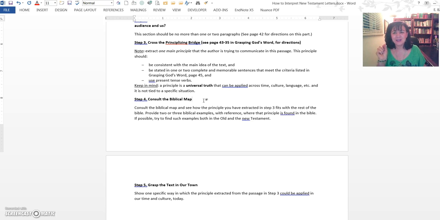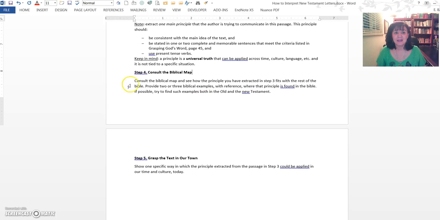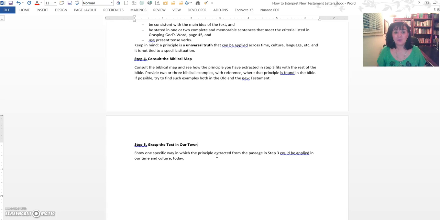And once you have that principle, you are ready to go to step 5. But be careful, because if step 4 is not done well, then step 5 is compromised. If you don't have a principle here, you don't have something to apply here, or your application is wrong. So I hope that you're going to do well.